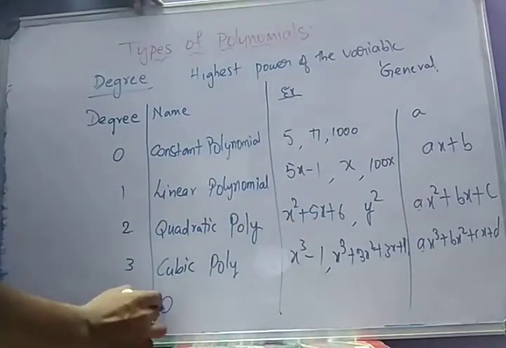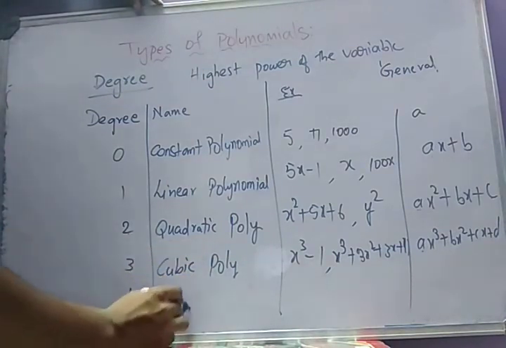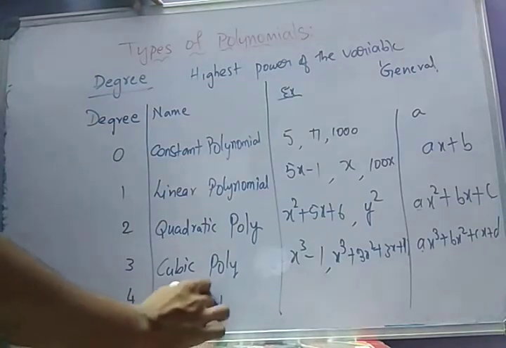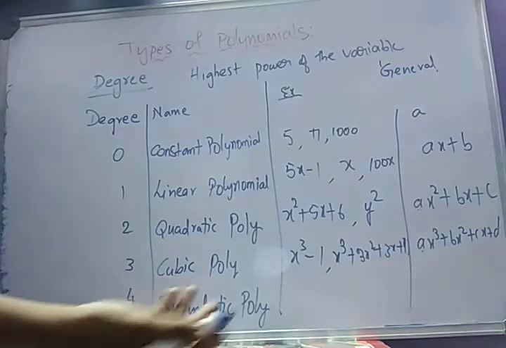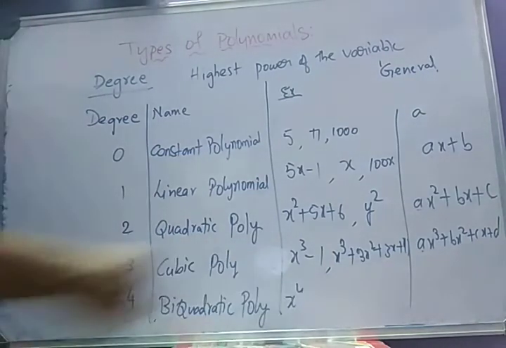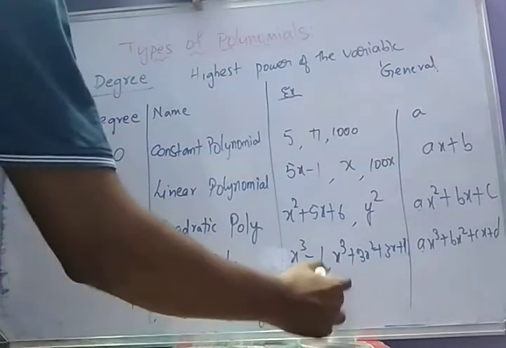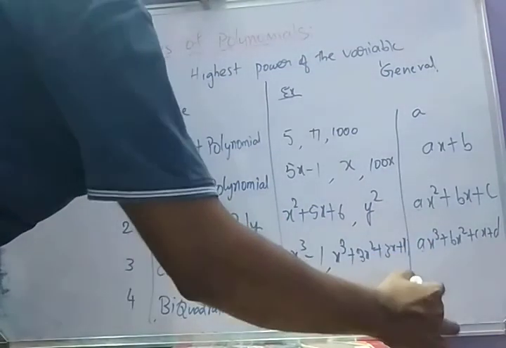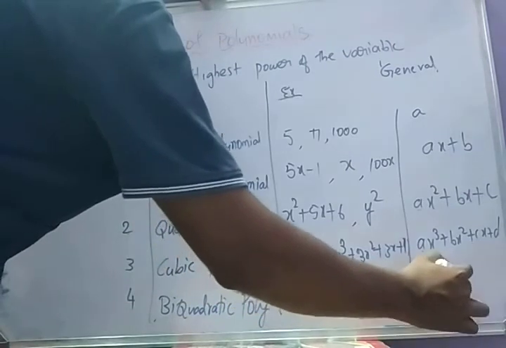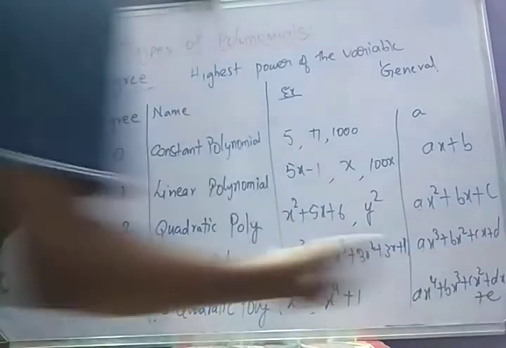And then if the degree is 4, it is called a biquadratic polynomial. Example, you can write your own example. Simply if you write x power 4, then also it is a biquadratic polynomial. Or if you take x power 4 plus 1, it is a biquadratic polynomial.